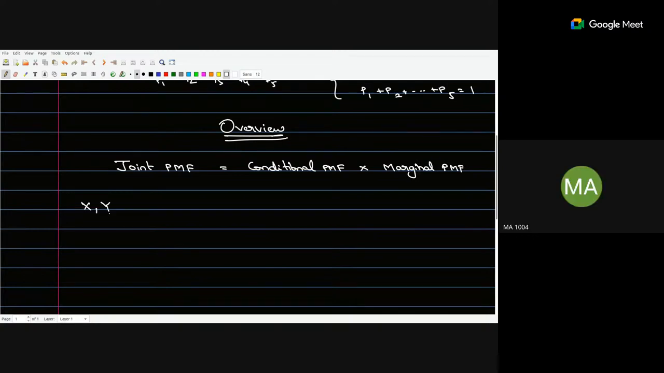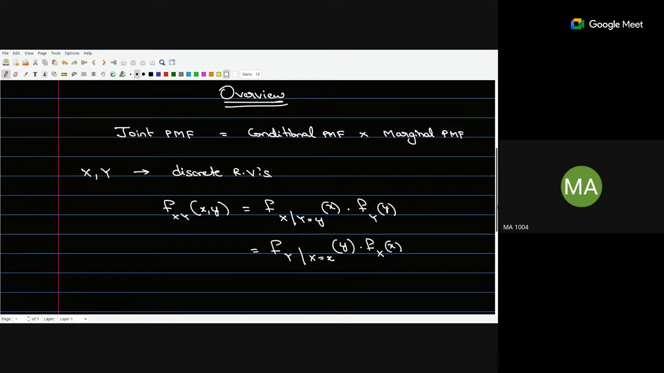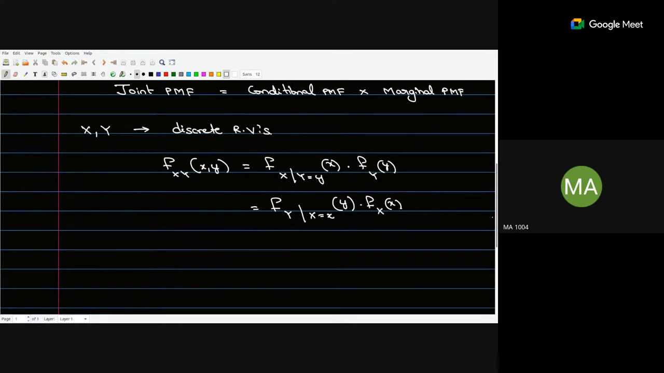If I have any two random variables X, Y that are discrete, till now we are in the discrete case, then I have this very simple yet most important expression. This joint I can write as the conditional times the marginal in one way. Also I can condition on X: Y given capital X is x, times f_X of x. So I can write this joint in two different ways. One is conditioning on Y and the next is conditioning on X.